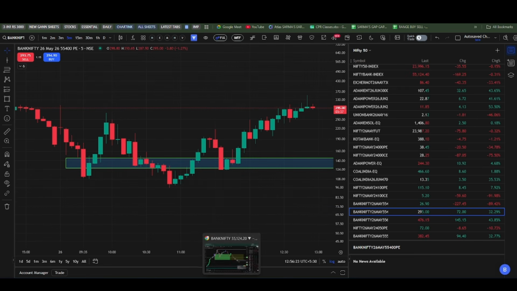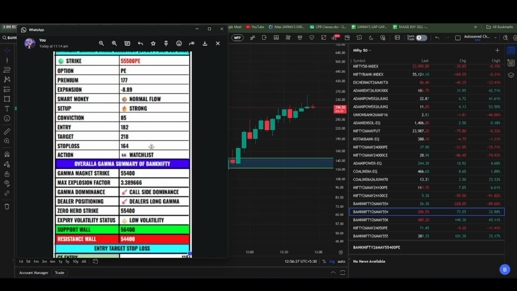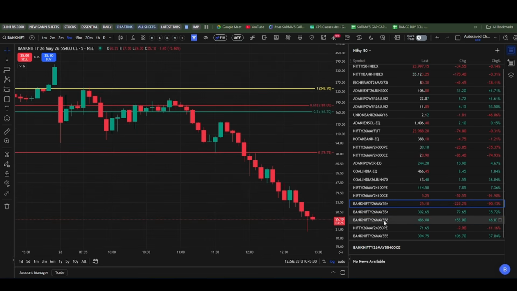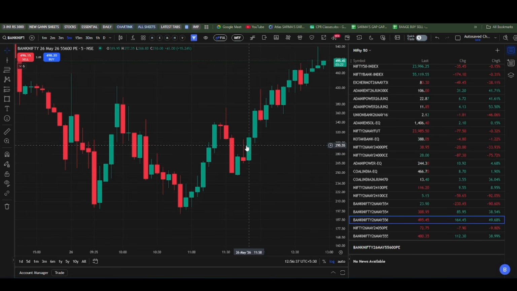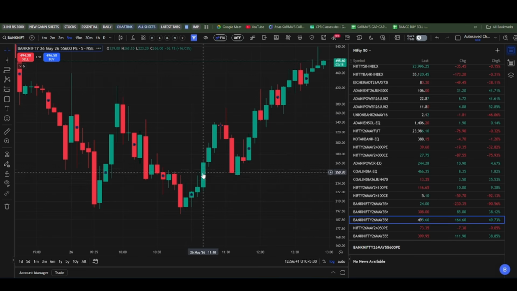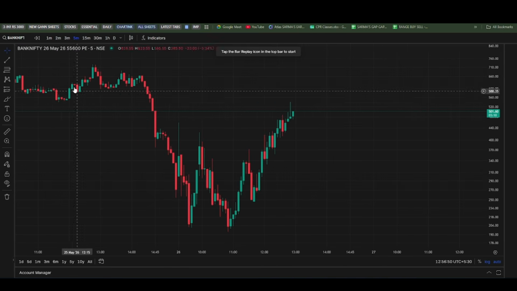Okay, now what is the strike price? The strike price is 55,400, or you can see 55,000. Sorry, the strike price is 55,500. So let me show you that 55,500. This is the 55,500 strike price, and I have shared the screenshot at 11:14. Okay, let me go and backtest for you, and here is the backtest. Okay, let us run it and see.